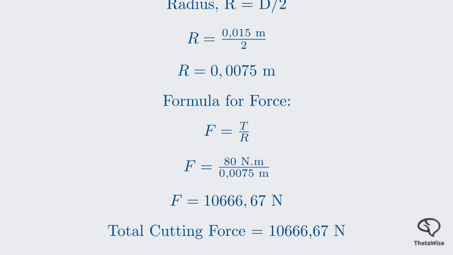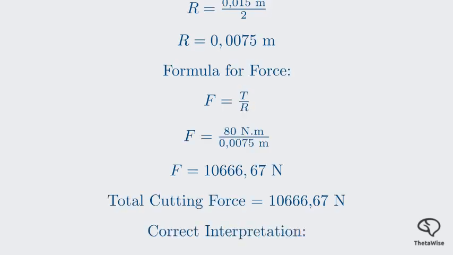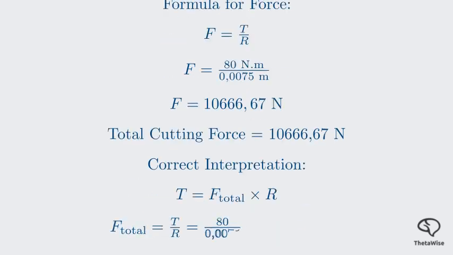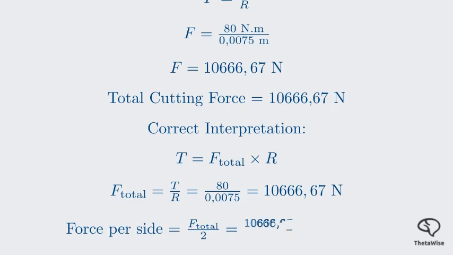The memo gives an answer of 5.3 E3 newtons. This indicates a potential misunderstanding of what the cutting force on both sides means in this specific context. The memo likely interpreted the question as asking for the force on one side, and then incorrectly divided by the diameter instead of the radius. The correct physical interpretation for the torque formula T equals F times R in the context of a drill is that F represents the total force required to create that torque.